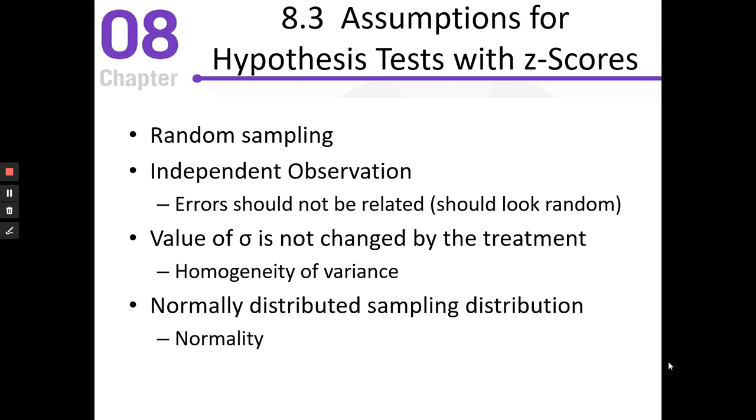So that's why it says it looks random. Random means that there's nothing else. There's no third variable messing up the relationship between alcohol and attraction. That's really what that means.